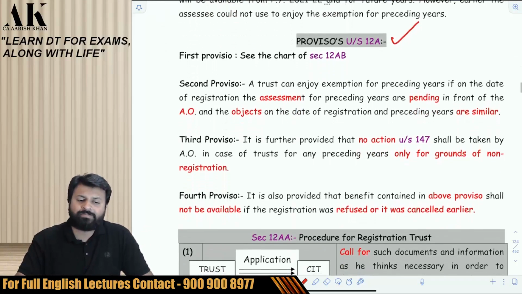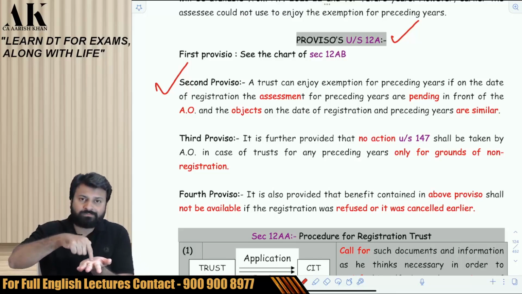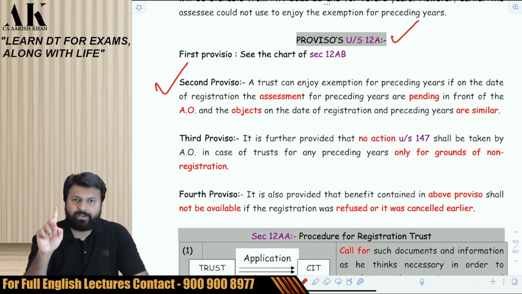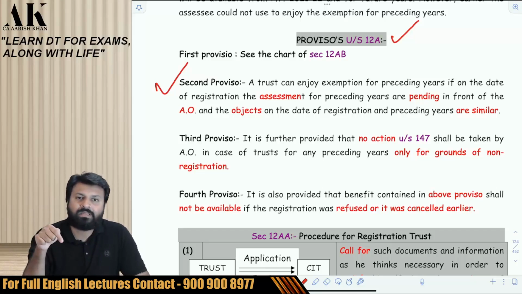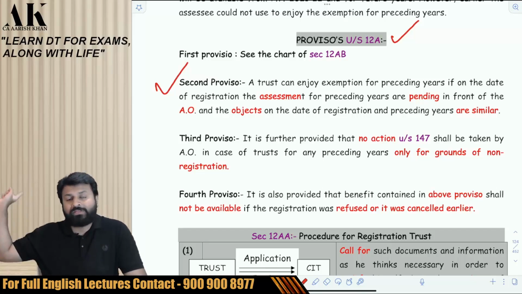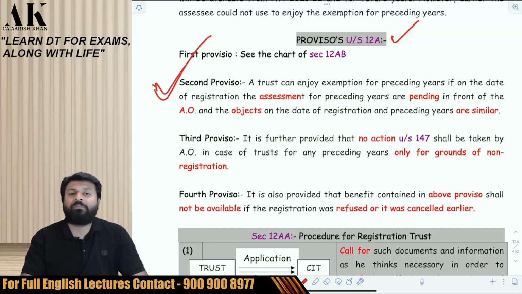For that, government has made a certain proviso, the second proviso, which says that you can enjoy exemption for past years also, provided that on the date on which you got the registration, that is in the current year, your assessment for the past year should be pending in front of the AO. If your assessment of the past year is completed, then no. But if your assessment for the earlier year is pending on the date of registration and your objects of today and objects of last year are similar, then you can claim exemption for the earlier year also as per the second proviso.